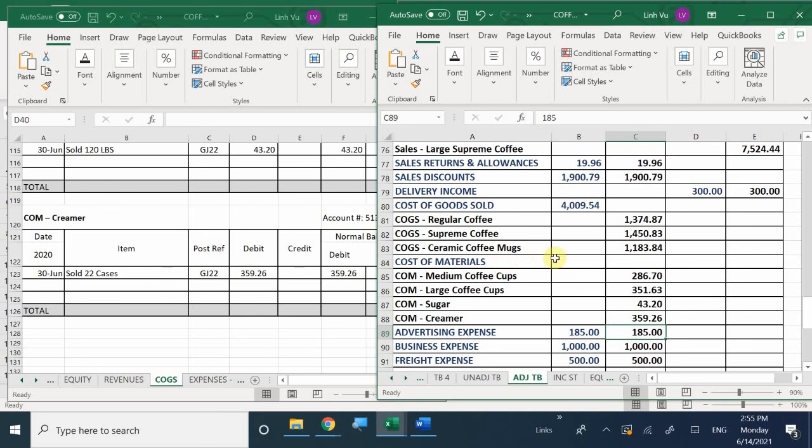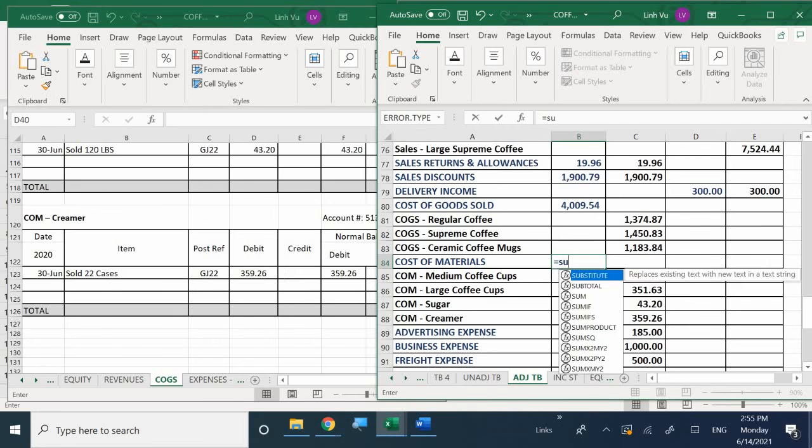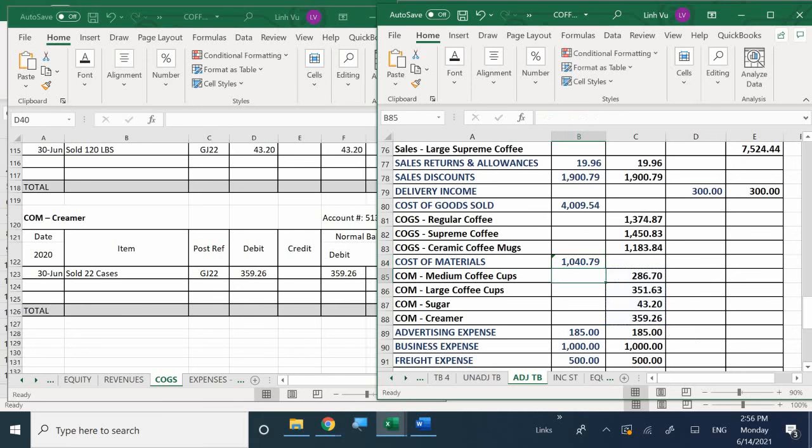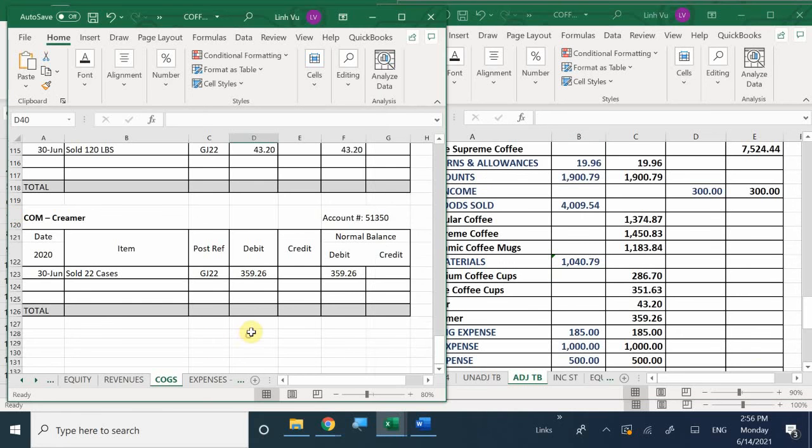You could take your cost of materials for the main account and just use equal sum for all four numbers here: the medium, large, sugar, and creamer. And what do we get as a total for our cost of materials? 1040.79. Good. Okay. That's it for our cost of goods sold.